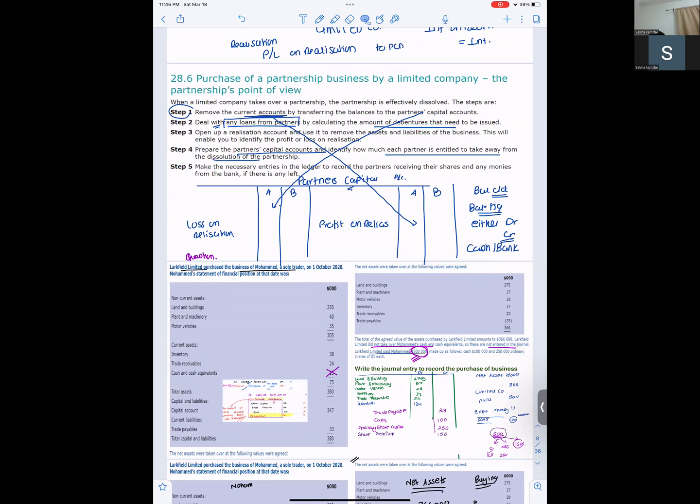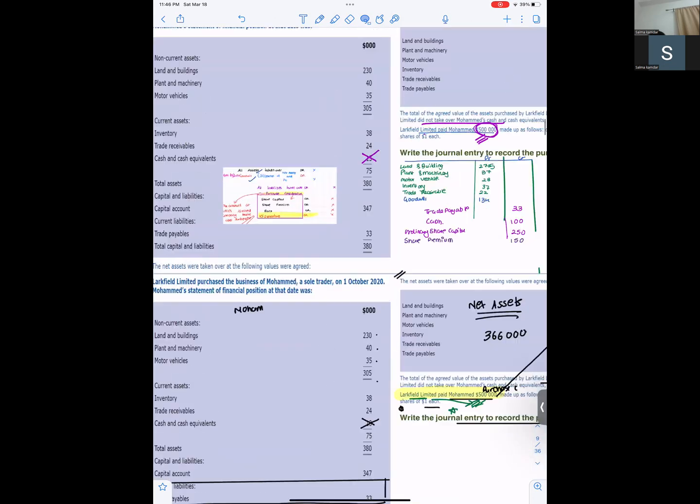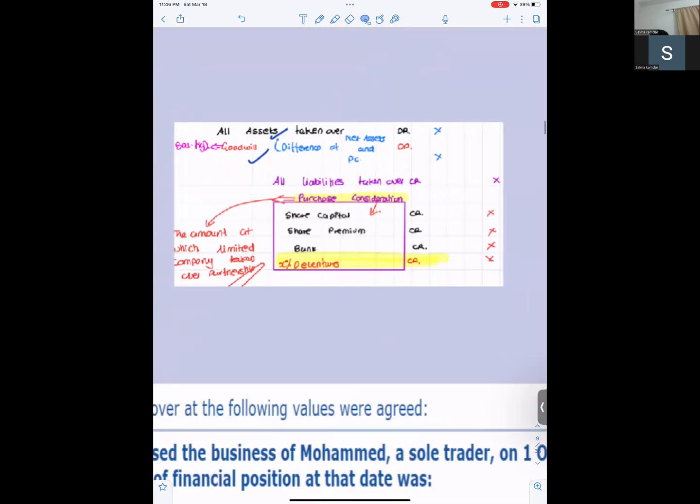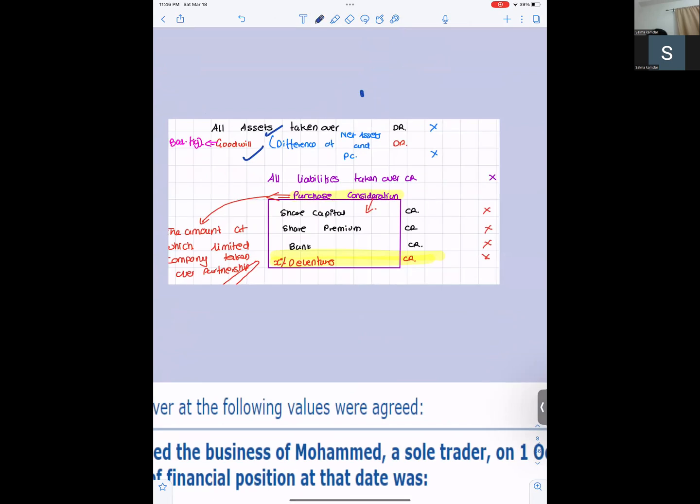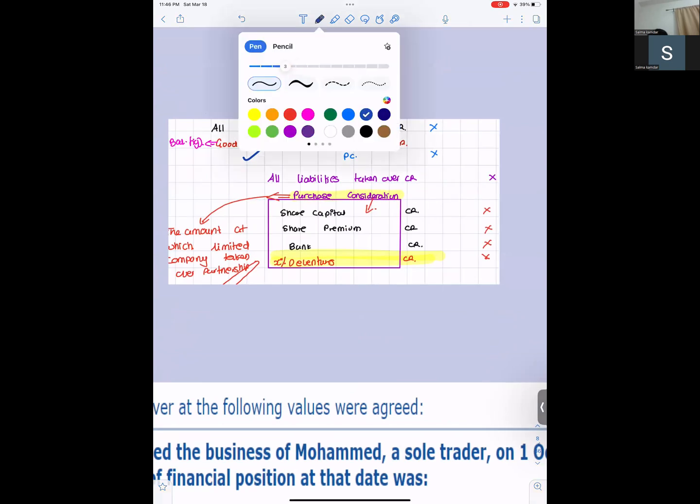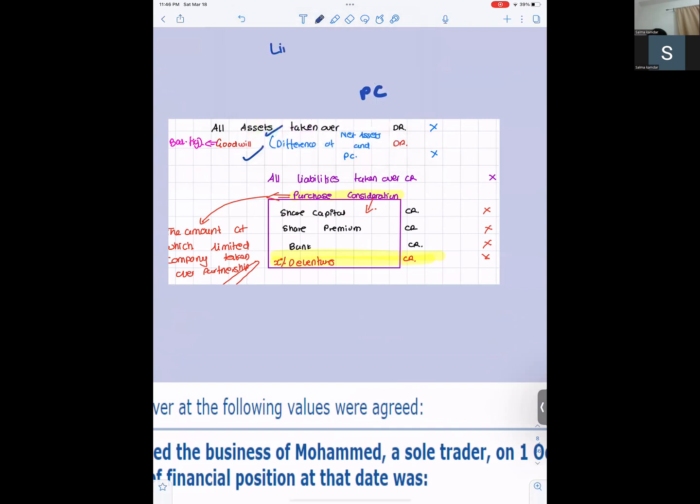Let's look at the journal entry for purchase consideration. When I am passing the journal entry for purchase consideration, my limited company is taking over the assets and liabilities of the partnership. So what will we do? All assets that the limited company takes over, we will take under debit. All assets that they take over are called the NATO, net assets taken over.